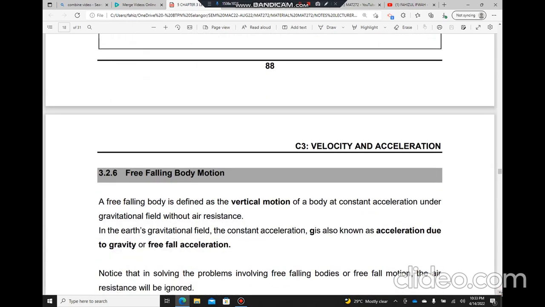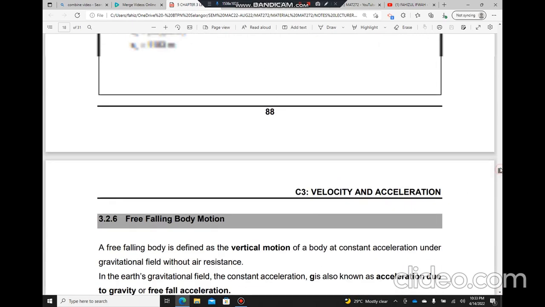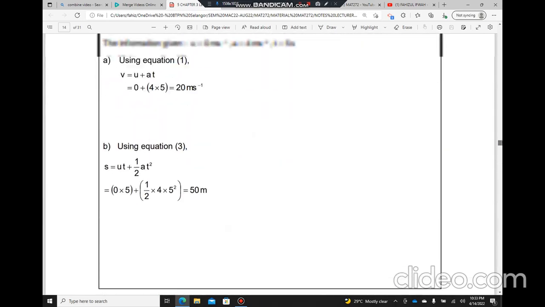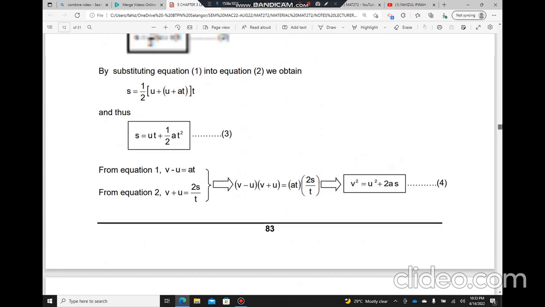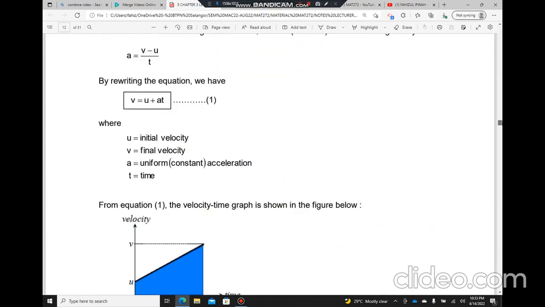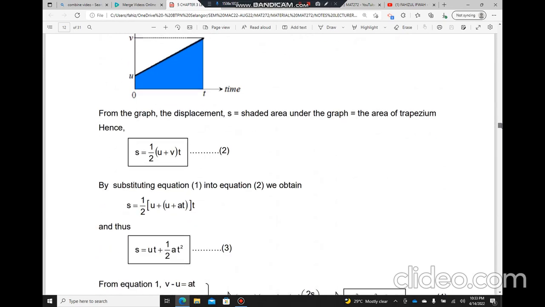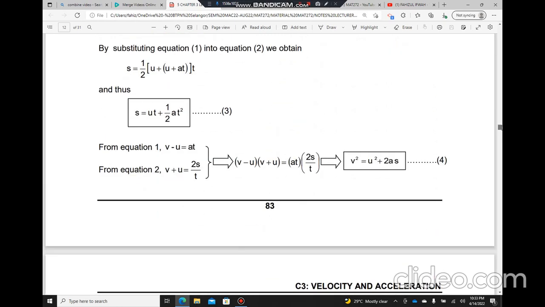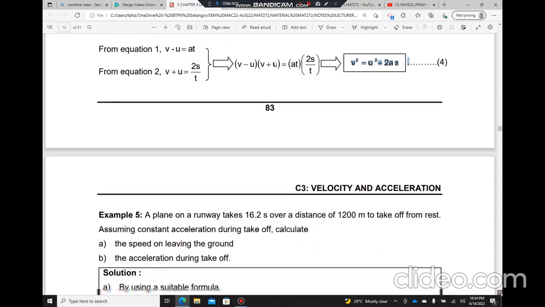So that's all for 3.2.5. For 3.2.5, you all need to look back at the equations. We have first V equals U plus AT, second S equals 1 over 2 (U plus V) T, equation number 3 S equals UT plus 1 over 2 AT squared, and the last one V squared equals U squared plus 2AS. So we have 4 equations here, and you need to solve the problem using these equations. You can choose whichever equation is suitable.